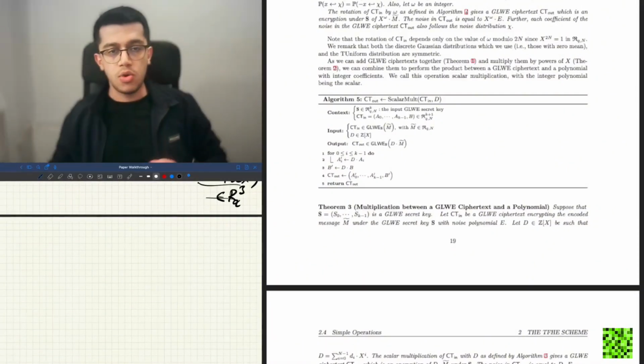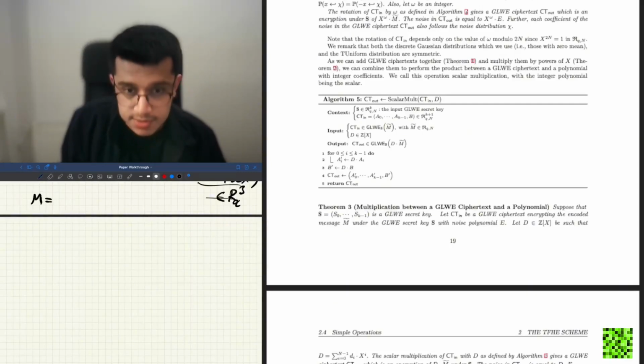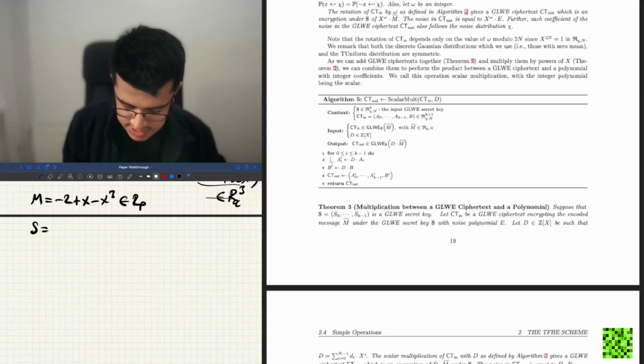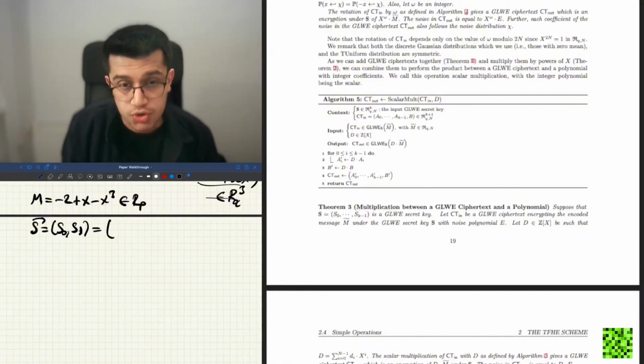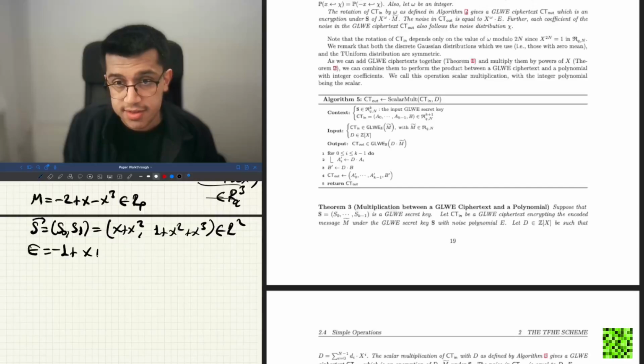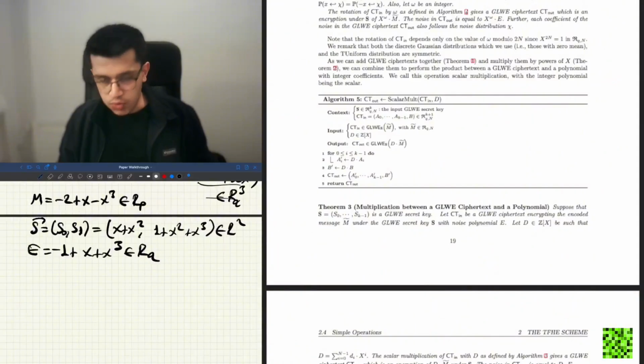Now this ciphertext encrypts the same message, -2 plus x minus x cubed from R_P, under the secret key s equal to (s0, s1), which is equal to x plus x squared, comma, 1 plus x squared plus x cubed from R, and error being -1 plus x cubed from R_Q. All right, again we have all we need.